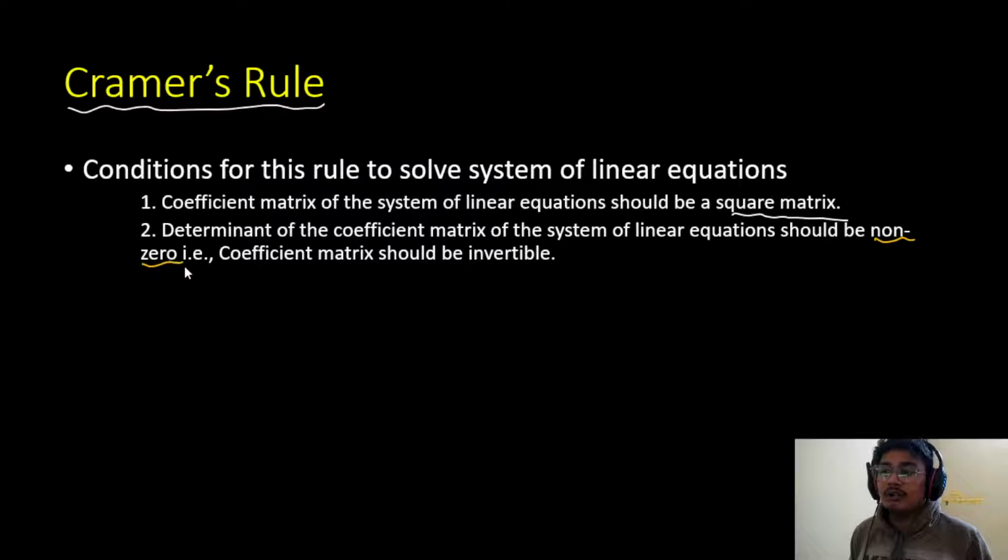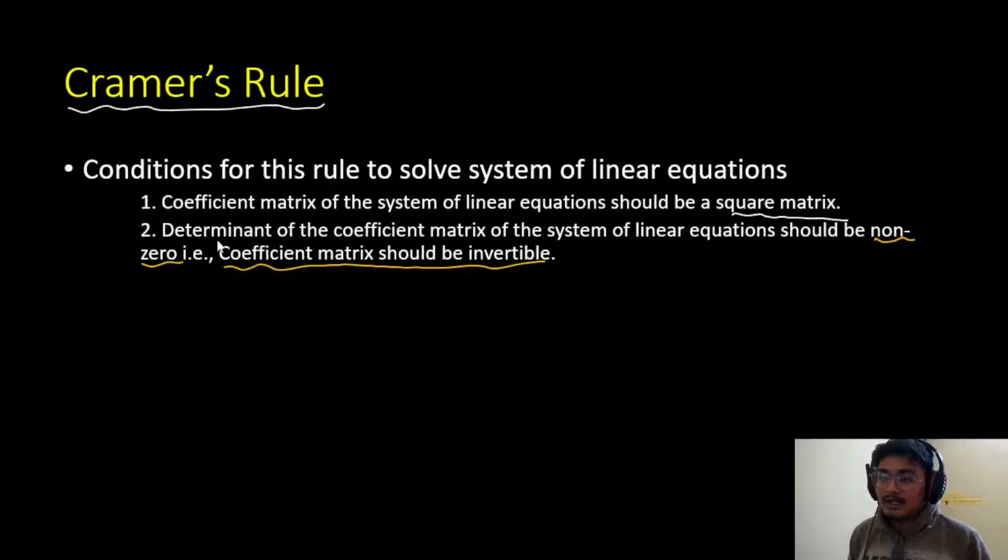Okay, so determinant, we know how to find the determinant. The coefficient matrix determinant should be non-zero. That means the coefficient matrix is invertible. Invertible means we can find its inverse. Don't worry, we will talk about the inverse.